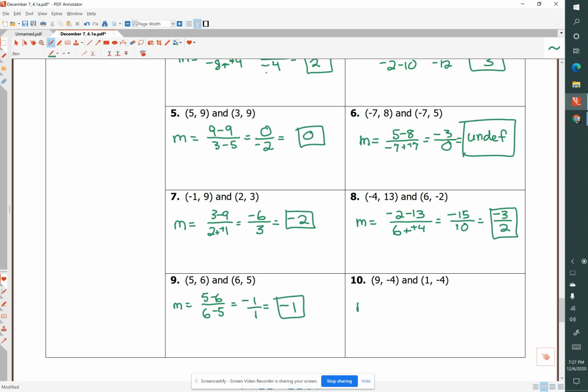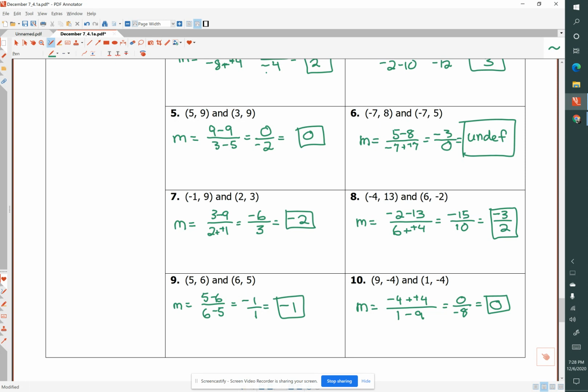Number 10, slope equals, this will be negative 4 minus negative 4. Okay, so we've got to keep that in mind. 1 minus 9. Negative 4 minus negative 4 is negative 4 plus 4, which is 0. 1 minus 9 is negative 8, which gives us a slope of 0.